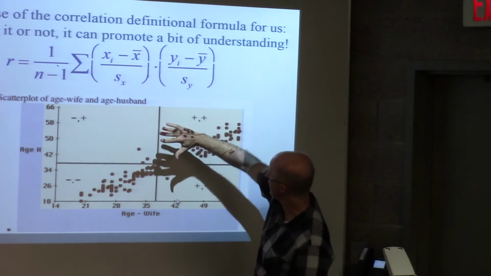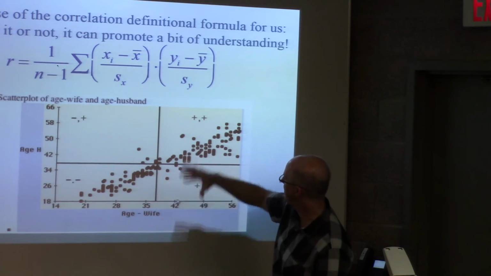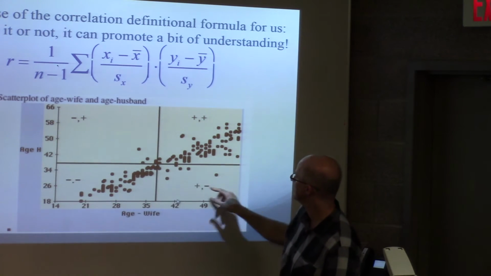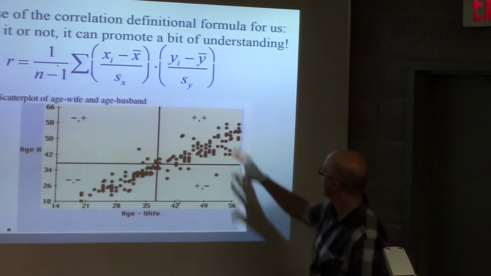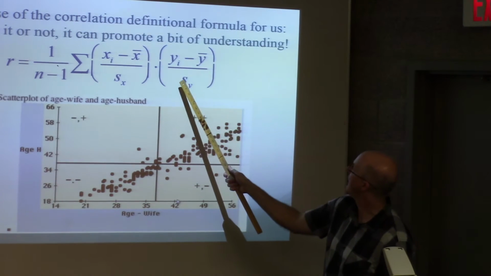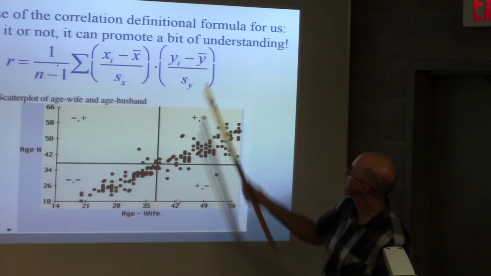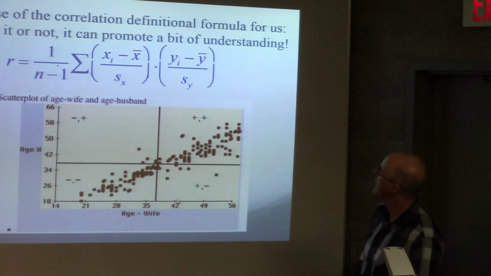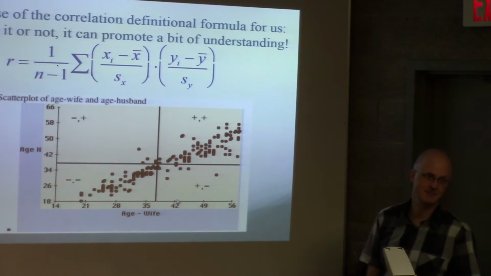Points that are above the horizontal line are above average for the husbands, plus signs in the second spot. And points that are below the line are below average for the husbands, two minus signs. Most of the points in the diagram, because of the upward trend, are on the upper right and lower left, corresponding to products where both factors are either positive or negative, giving you positive products. Very few of them are in the upper left and lower right, where the signs of these fractions are opposite, and therefore the product is negative.